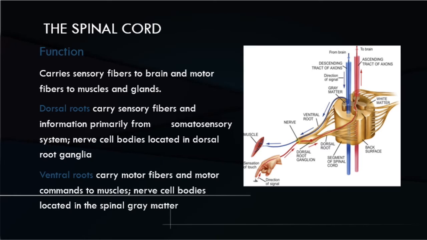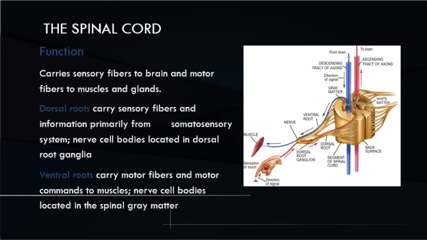So that was a really, really short description of the anatomy of the brain. Then we get to the spinal cord, which is also a part of the central nervous system. The function of the spinal cord is to carry sensory fibers to the brain and motor fibers to muscles and glands. So sensory fibers are which one? Afferent or efferent? Afferent, yes, exactly. So in this picture, you can see that some are red and some are blue. Some are taking information from the brain to the organ, some are taking information from the sensory organ to the brain.